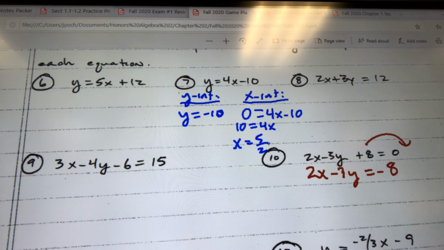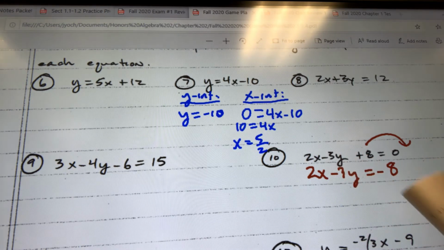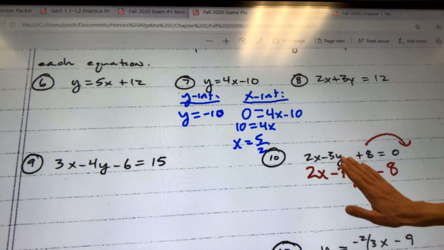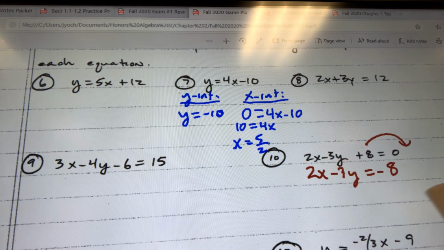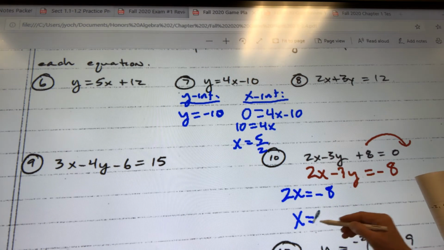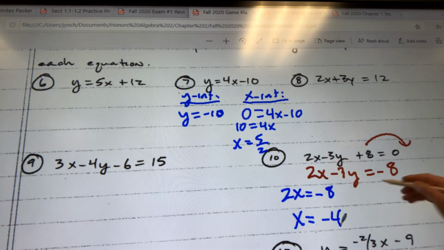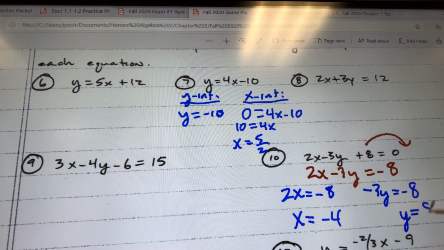So we're going to do what's called the cover-up method. I can go in any order. If I find the x-intercept, I cover up that negative 3y. I literally have 2x is equal to a negative 8. The x-intercept is negative 4. Then I cover up the 2x, and I have a negative 3y equals negative 8. Y is 8/3.